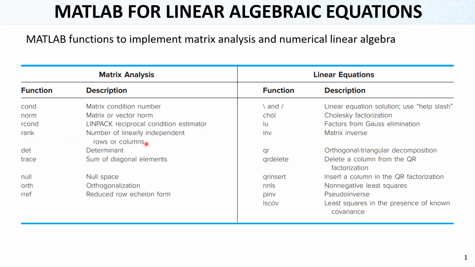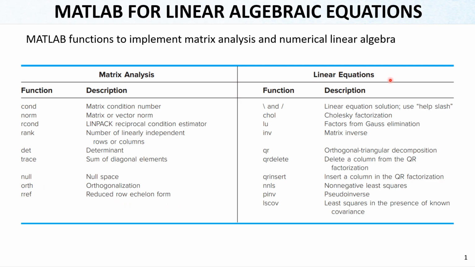Rank gives us the rank of the matrix, the number of linearly independent rows or columns. Determinant can be calculated by det. Trace will give us the sum of diagonal elements. You know, the trace term is defined as the sum of diagonal elements. Null gives us the null space. Orthogonalization is defined by orth, and rref gives the reduced row echelon form.